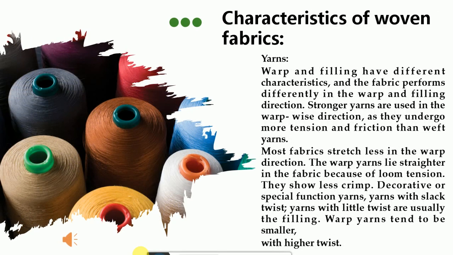Yarns, warp and filling, have different characteristics, and the fabric performs differently in the warp and filling direction. Stronger yarns are used in the warp-wise direction, as they undergo more tension and friction than weft yarns. Most fabrics stretch less in the warp direction. The warp yarns lie straighter in the fabric because of loom tension. They show less crimp. Decorative or special function yarns, yarns with slack twist, and yarns with little twist are usually the filling. Warp yarns tend to be smaller, with higher twist.